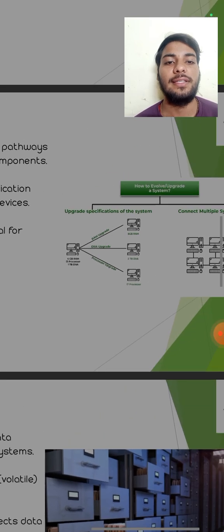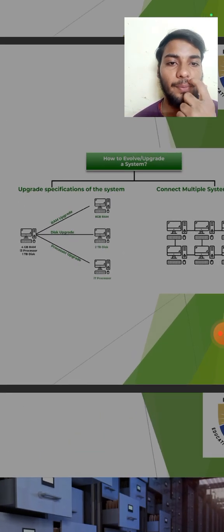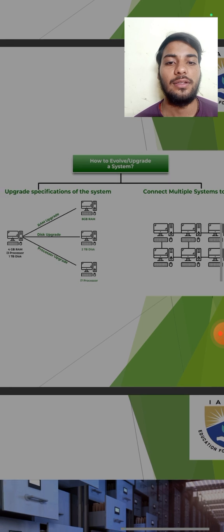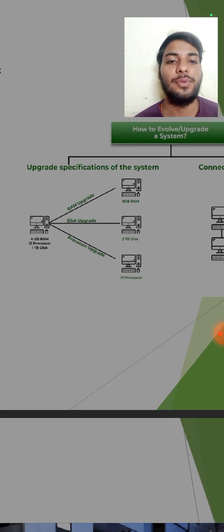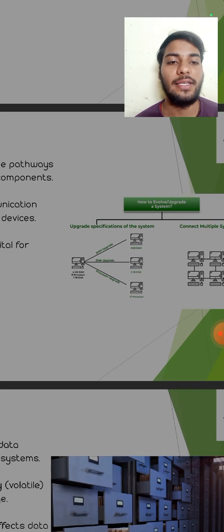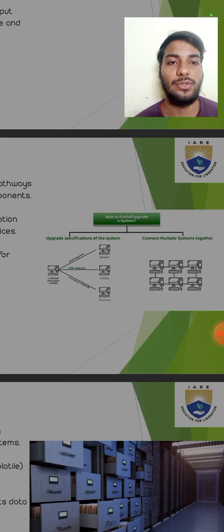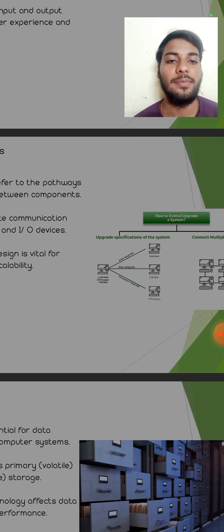Here we can see in the diagram how to evolve or upgrade a system. There are two types: upgrading the specification of the system, and connecting multiple systems together. In the first one we have 4 GB RAM, i3 processor, 1 TB disk, with RAM upgrade, disk upgrade, and processor upgrade. So here we have one CPU with multiple upgrades, and here we are connecting multiple computers together. These work the same way, but we have two types here.